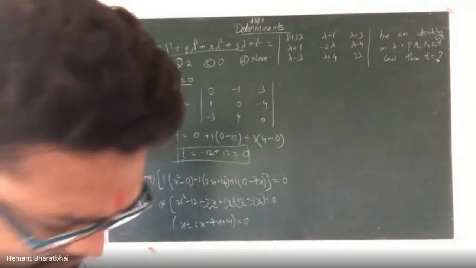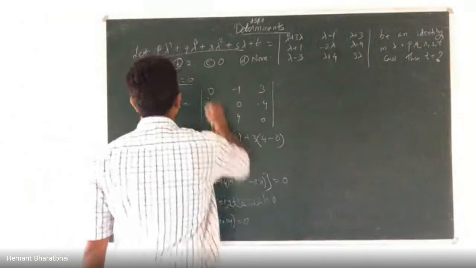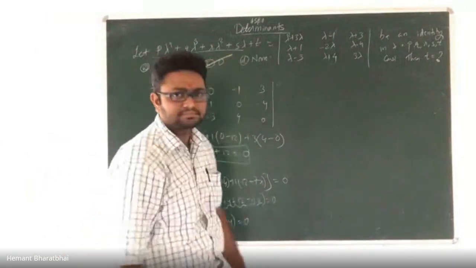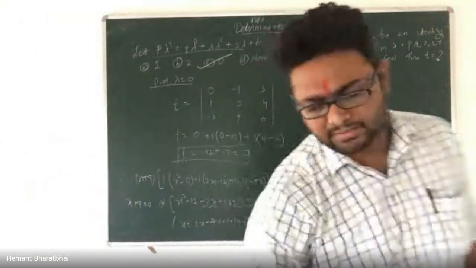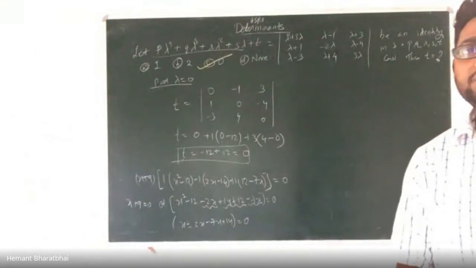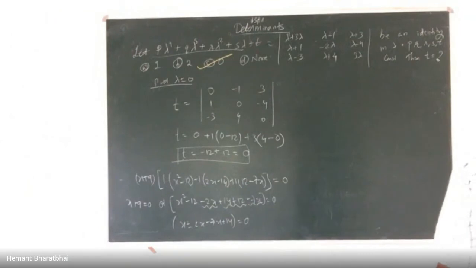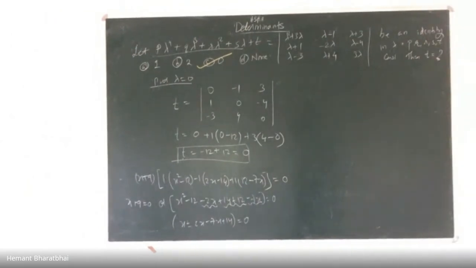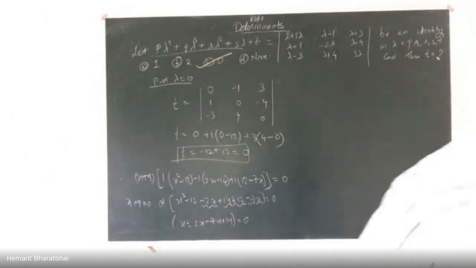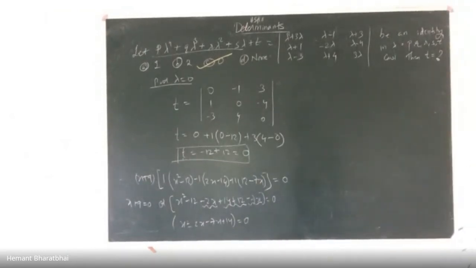So what is the answer? So the answer is option number C. Okay, this was a unique numerical. The solution is very easy, but it requires a little bit of understanding. Everyone understood? Please take the screenshot. Okay, everyone has taken the screenshot.